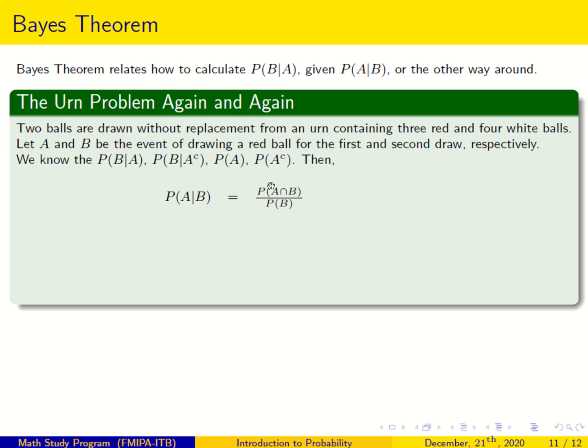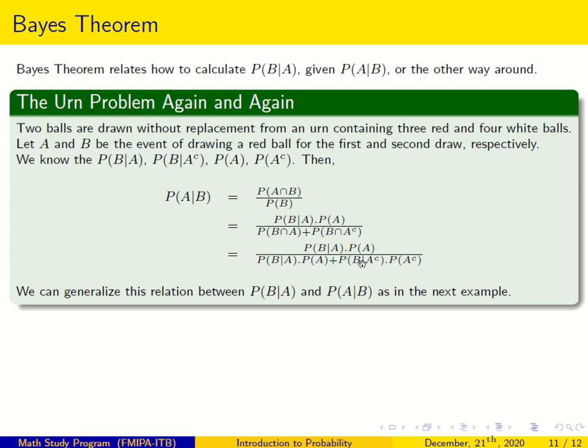So what is probability A intersection B? I can use the same formula for conditional probability, which gives probability of B given A times probability of A. What about probability of B? Probability of B is probability of B intersection A plus B intersection A complement. And what is probability B intersection A? It is just this one. What about B intersection A complement? It is just probability B given A complement times probability of A complement. So I know the relation between A given B with B given A and B given A complement.